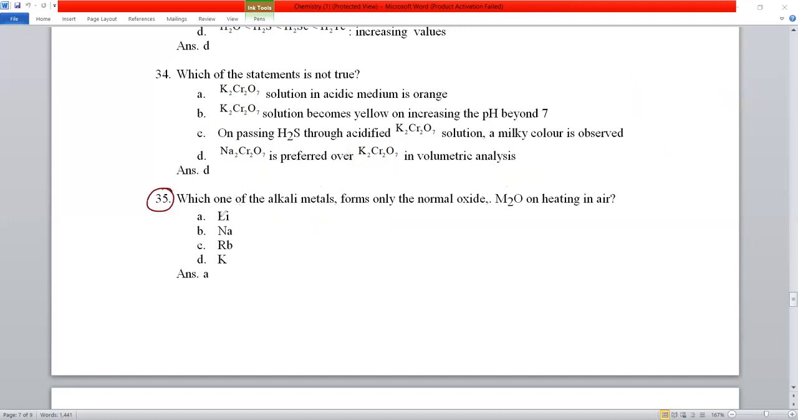Next question number 35. Which of the following alkali metals forms only normal oxides M2O on heating with air? So lithium alone will give us normal oxides, and sodium will give us peroxides, and rubidium as well as potassium will give us superoxides. Since it is asking for normal oxide only, option A.